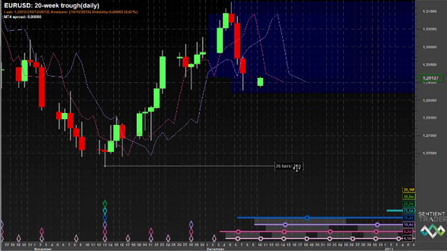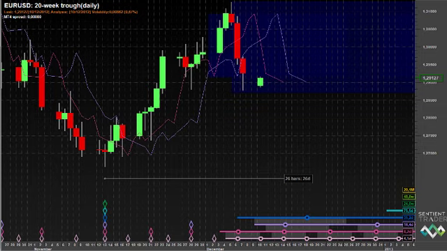There we go. There have been 26 bars since that 20-week cycle trough. Why is that different to the US stock markets? Because the US stock markets, in fact, formed their trough on the Friday of that week, on the 16th. The euro to US dollar formed the trough on the Tuesday of that week, which meant more bars have elapsed.